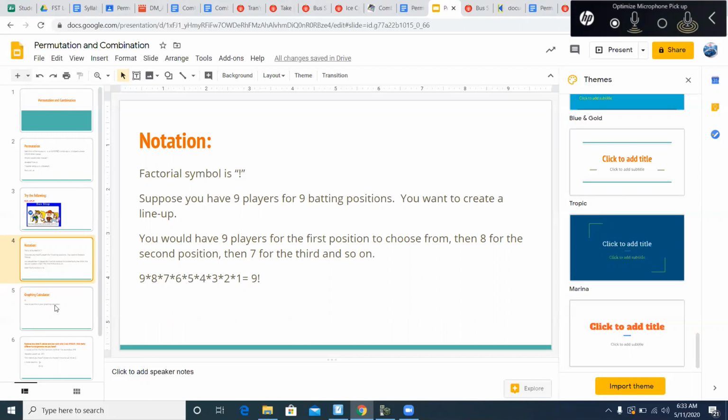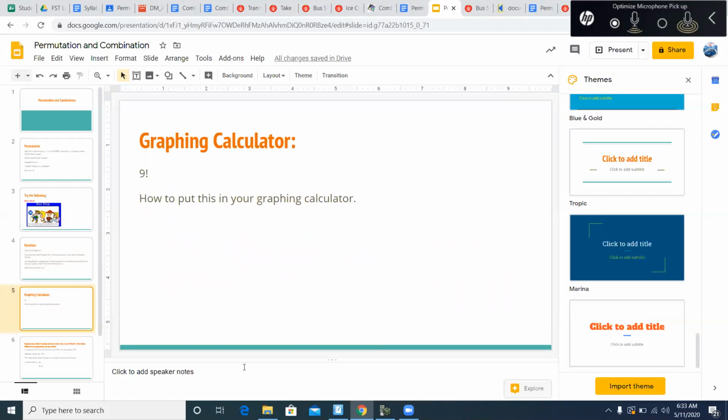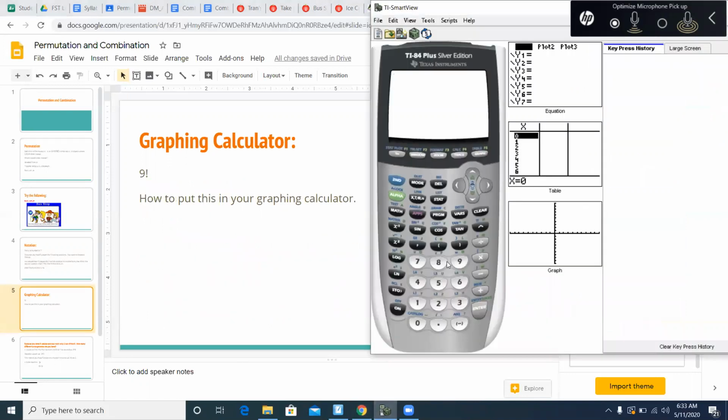Okay, so let's take a look at how to put this in our graphing calculator. Take your calculator out, type in 9, and then go to math, and scroll over to probability, down to number 4. Press enter, 9 factorial, press enter, and you'll have 362,880 possible combinations just for 9 players. Each in order, because order does matter.